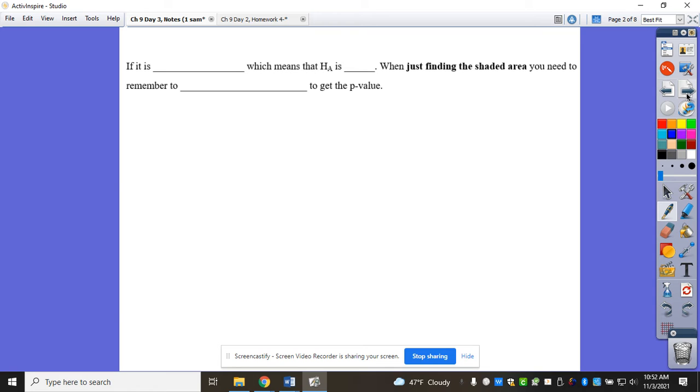So if it is two-tailed, did you ever say this at this point? Which means that the alternative hypothesis is what? Not equal. When we are just finding the shaded area, which is what we just did, whether we did it in the yellow sheet or in the calculator, we have to remember that we need to what? But not when we do the calculator, right? Not when you do a test in the calculator, but when you use what we just did, you would still have to multiply by 2.